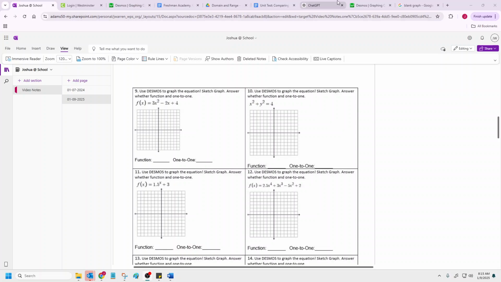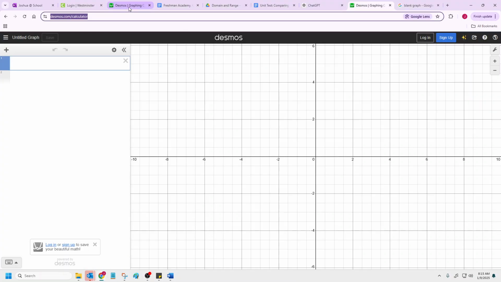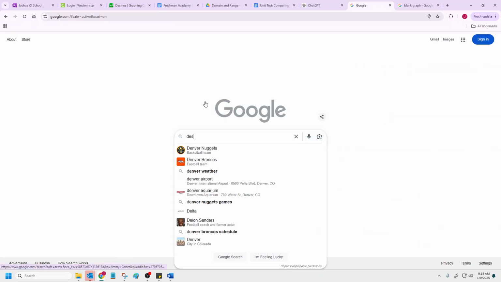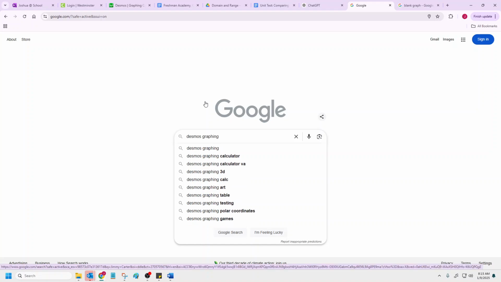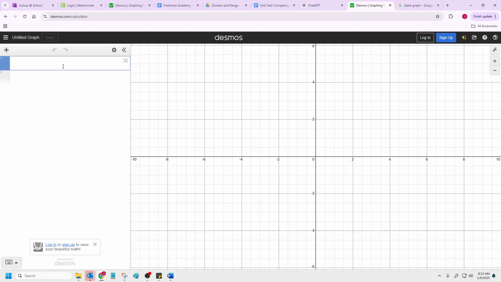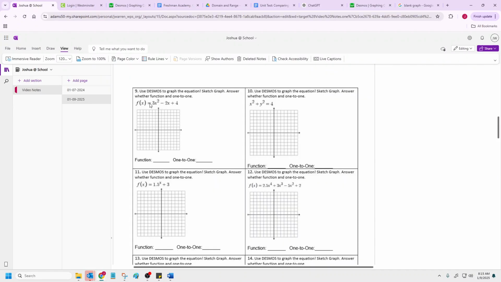What I'm going to do is take you to Desmos. How do you get there? Well, you go like this. There's two ways. You can go to Google. Google's always your friend. Desmos graphing. You can type that in, Desmos graphing, and then it'll bring you up to this calculator right here. Boom. Now that we're here, we're going to go back over to this problem and check it out.